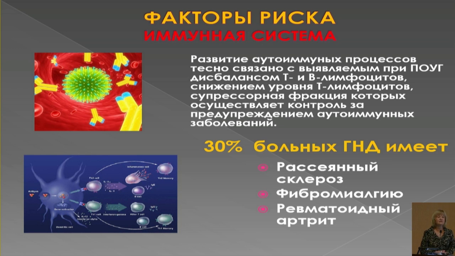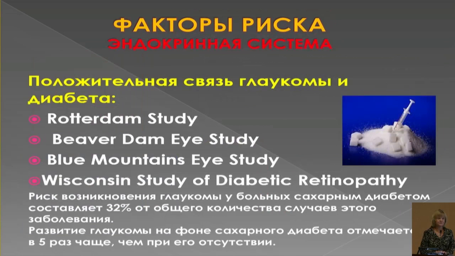Definitely, as a risk factor for glaucoma, we can consider the immunocompromised status. It was shown that autoimmune process development is related to the disbalance between T and B lymphocytes, which is also seen in glaucoma. Reduction of the T lymphocyte level and suppressor fraction, which is responsible for autoimmune disease control, results in about 30% of glaucoma patients, normal pressure glaucoma patients, demonstrating multiple sclerosis, fibromyalgia, and rheumatoid arthritis.